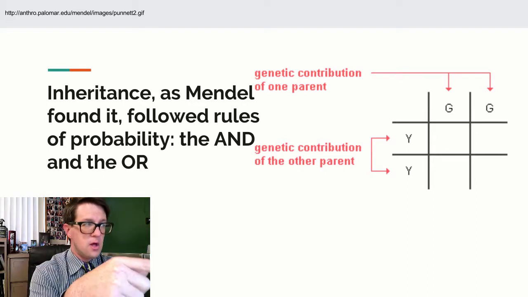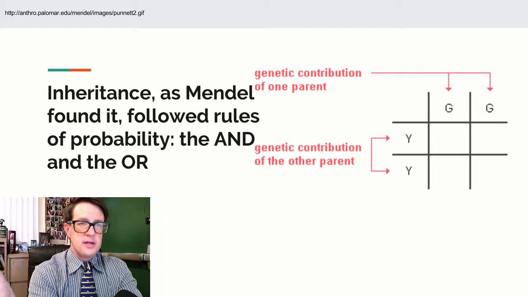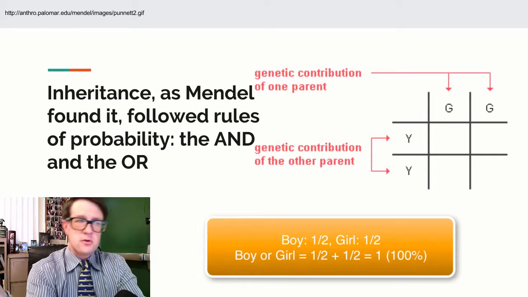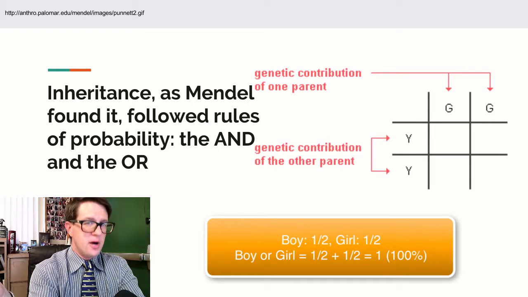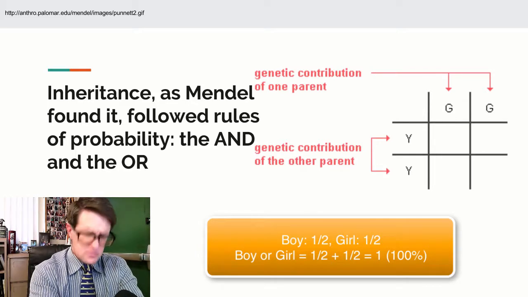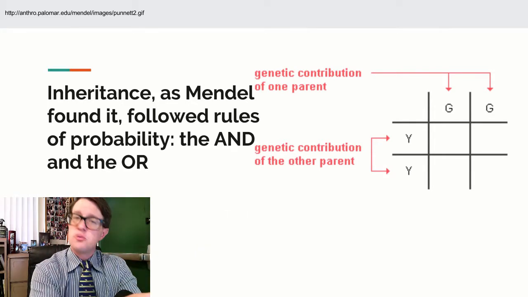That's the AND rule. The OR rule is we have choices. So what are your odds of being a boy or a girl? Well, boy is 50%, girl is 50%. Therefore, if I add them up, 50% plus 50% gets me 100%. The AND rule is you multiply. The OR rule is we add up.